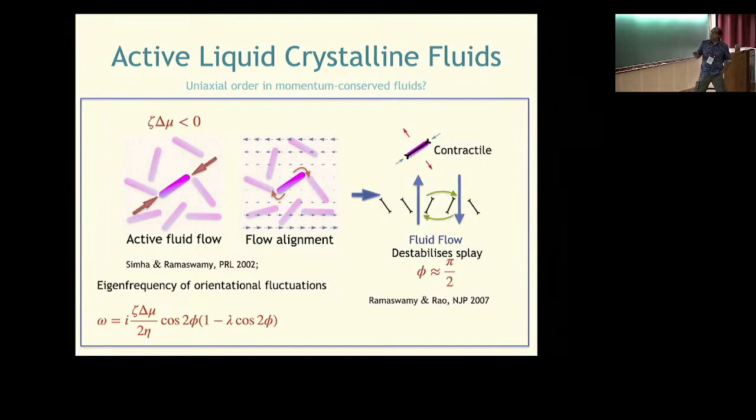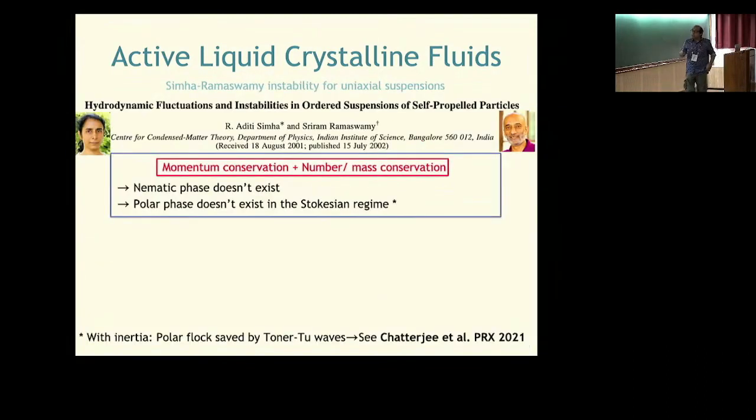Whereas when you have zeta delta mu less than 0, that is, you have contractile particles which pull fluid in along their long axis, then the aligned phase is unstable to perturbations transverse to the ordering direction, that is, for splay perturbations. Which means that an active aligned state is always unstable. You can't do anything to it. And while I displayed the algebra for an incompressible system, you actually don't need the system to be incompressible. What you need are two conservation laws. You need the conservation law for momentum, and you need a mass and number conservation law. You don't need the density to be incompressible, really.